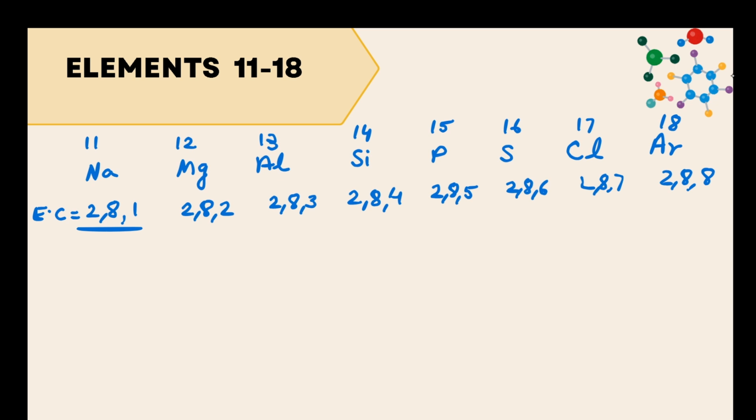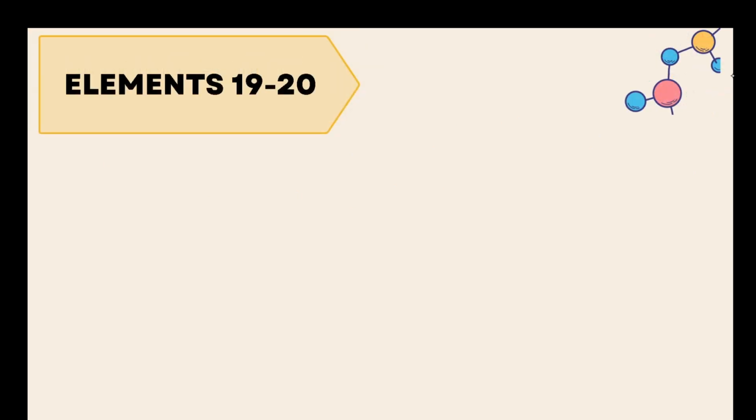So that is how you need to practice writing the electronic configuration, and with practice you will become perfect in writing the configuration for the first 20 elements. So the remaining 2 elements are potassium and calcium. Potassium atomic number 19, calcium atomic number is 20.